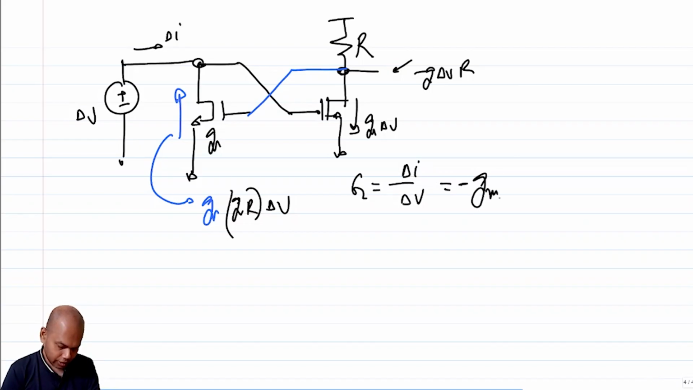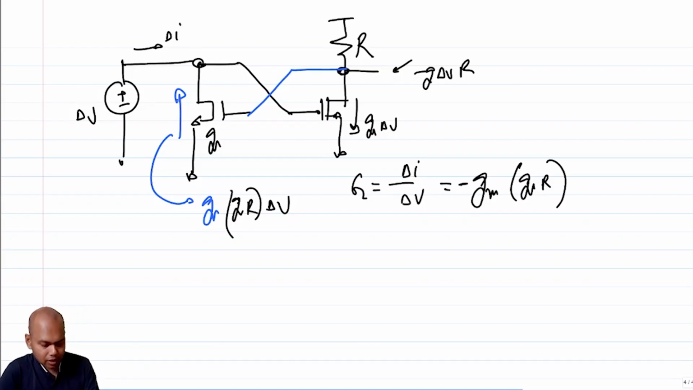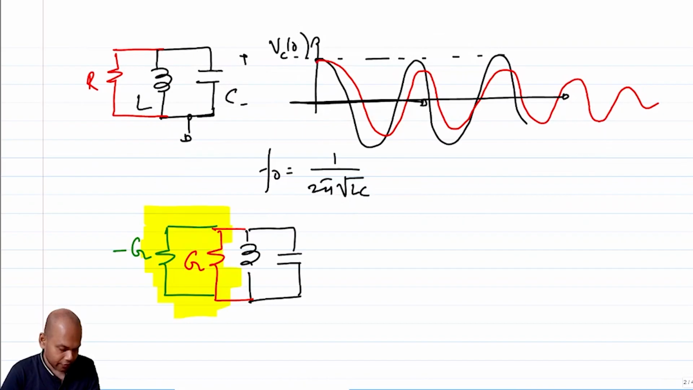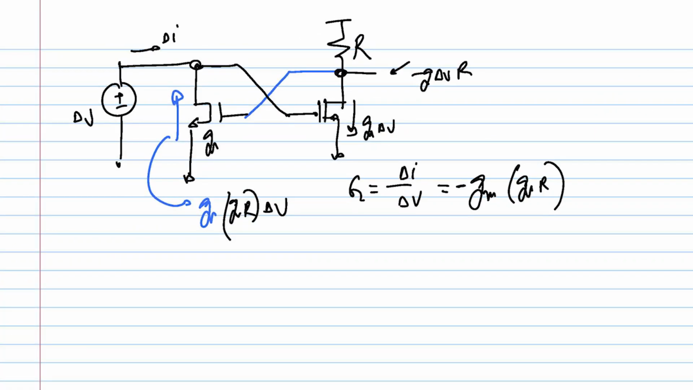Negative of Gm times Gmr, correct? So you get a negative resistance, correct? So now what do I need to do? Now that I have figured out a way of generating the negative resistance, I have to replace that negative resistance in place of this negative G, correct? So what should I do?